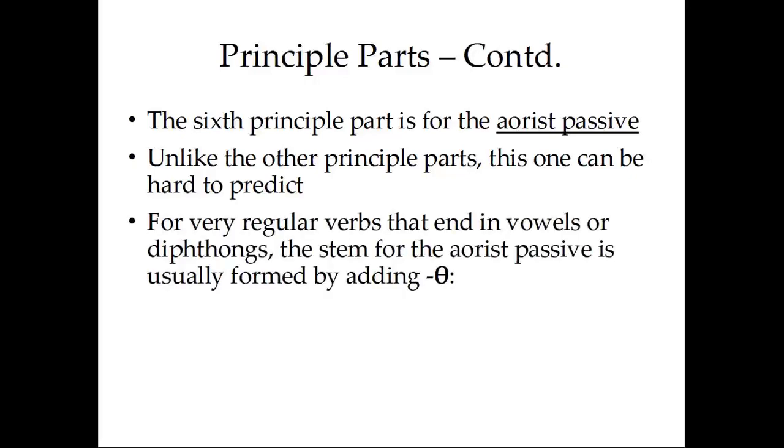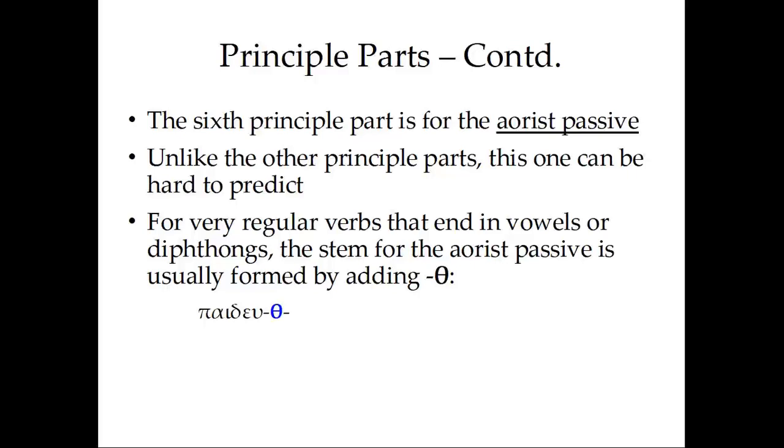For very regular verbs that end in vowels or diphthongs, the stem for the aorist passive is usually formed by adding theta. So for instance, a verb like paideo, I educate, you would drop the omega to get the normal present stem, and then to form the passive stem, the aorist passive stem, we're simply going to add theta on top of that because the normal stem ends in a vowel or a diphthong, in this case the diphthong o.